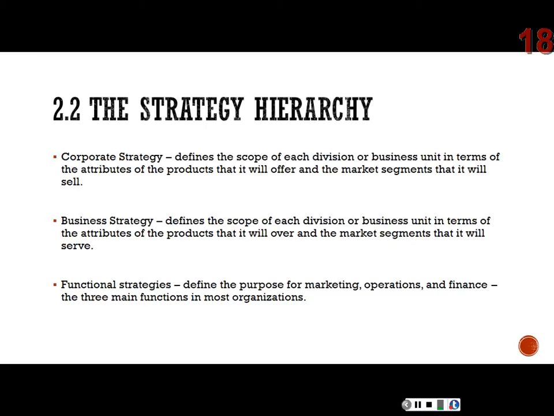So let me give you an example, probably the one that I know the best. In the Pella window world, the corporate strategy is to provide, there's a name for it, fenestration, which is basically any opening that you have in your home: a window, a door, a garage door.